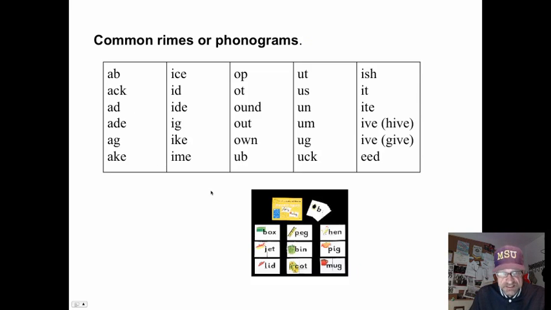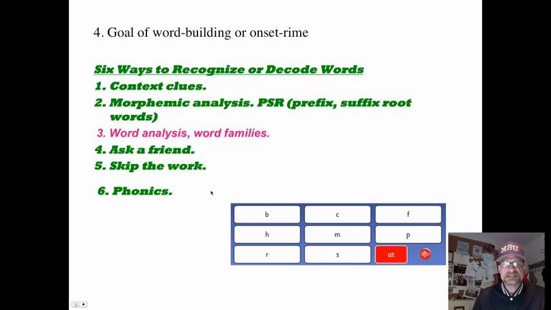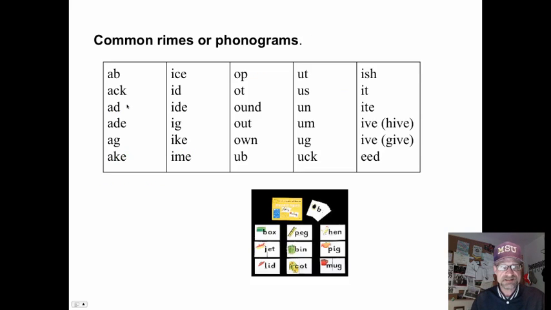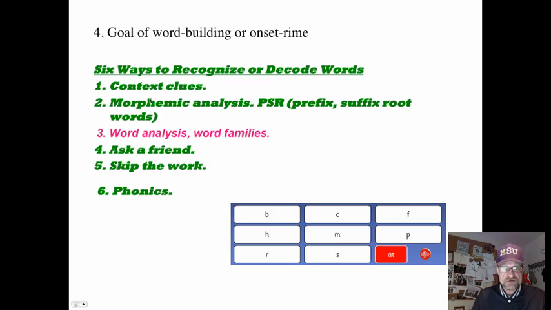Here are examples of common rhymes or word families. Now, the purpose of onset rhyme is to help students learn to recognize common parts within words that they see, to recognize these common rhymes or phonograms to help them decode. Remember, there are 6 ways to recognize or decode words. Word analysis and word families is one of them.